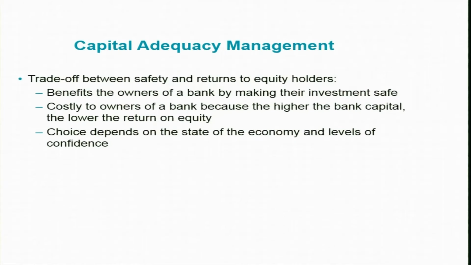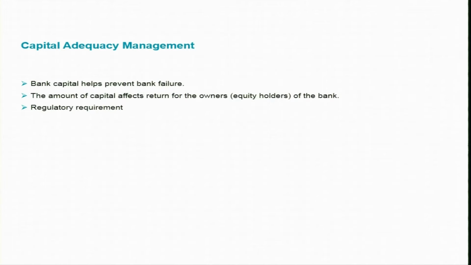So, there is a choice that depends on the state of the economy and the levels of confidence in the economy. The overall health of the economy, the socio-economic soundness of the economy, all these factors matter in determining the trade-off between safety and returns to equity holders. One key thing in capital adequacy is ensuring sufficient, adequate capital, which helps prevent bank failure. The amount of capital affects returns for the owners of the bank as well. At the same time, from a regulatory perspective, there is a clear-cut requirement of the amount of capital in the bank, the proportion of capital to the total assets of the bank.